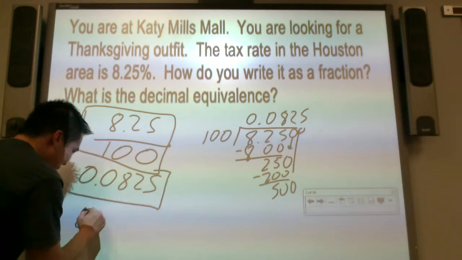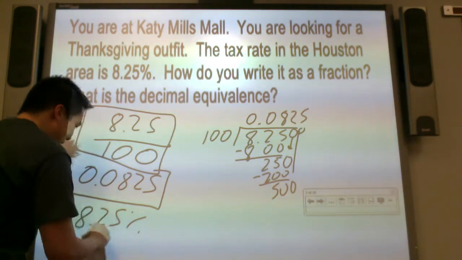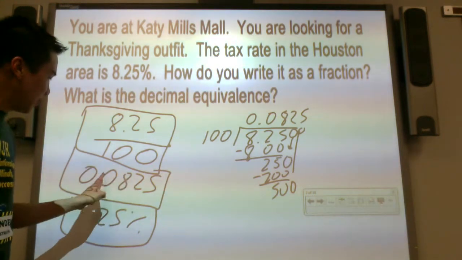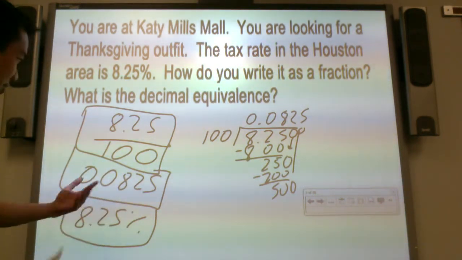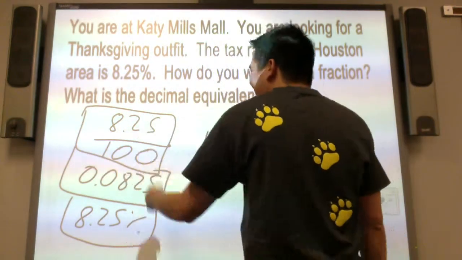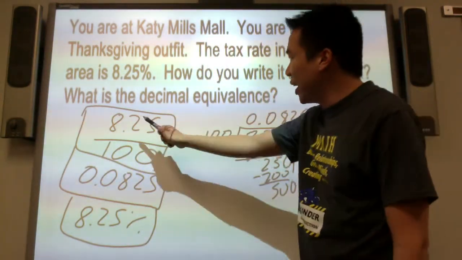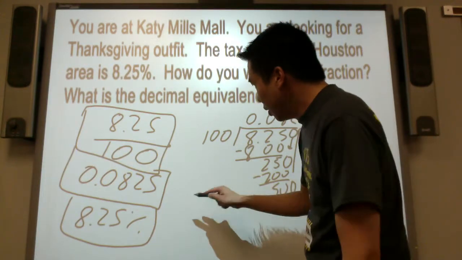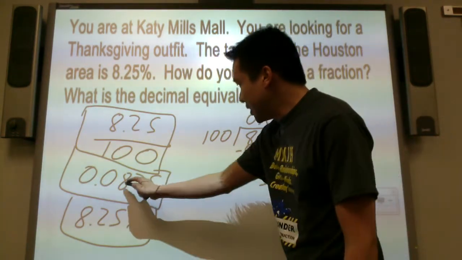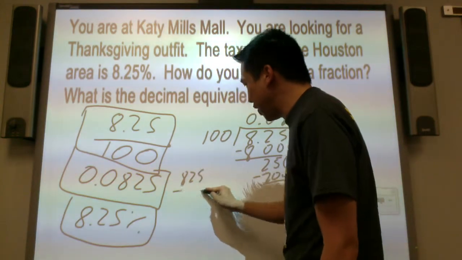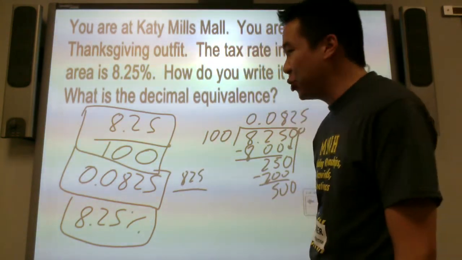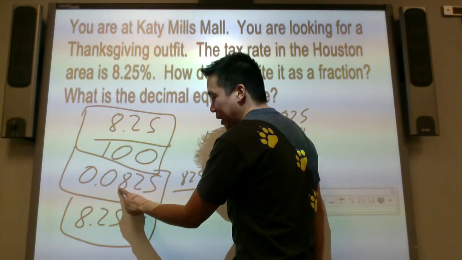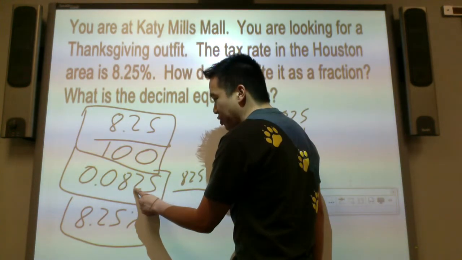So 8.25% is the same as saying, as a decimal, 0.0825, 825 ten-thousandths. Is there another way to rewrite this as a fraction? Because I don't want a decimal in my fraction. I want 2 whole numbers. So let's go back to our decimal. This is 825. And what place value is this in? Tenths place? Hundredths place? Thousandths place?